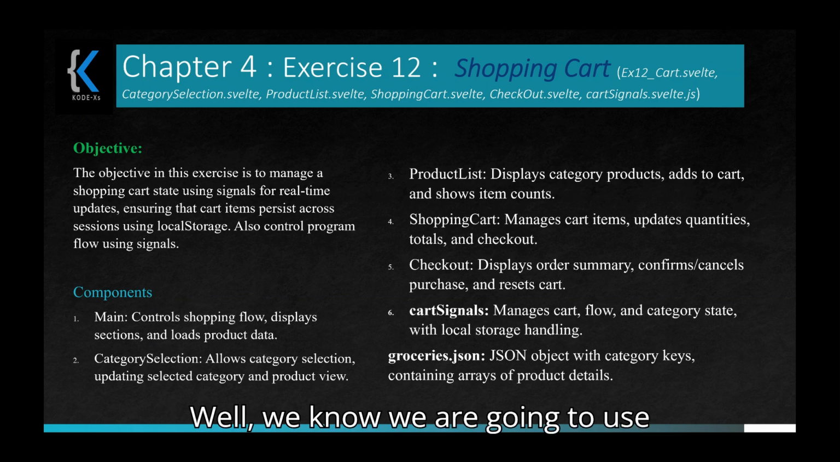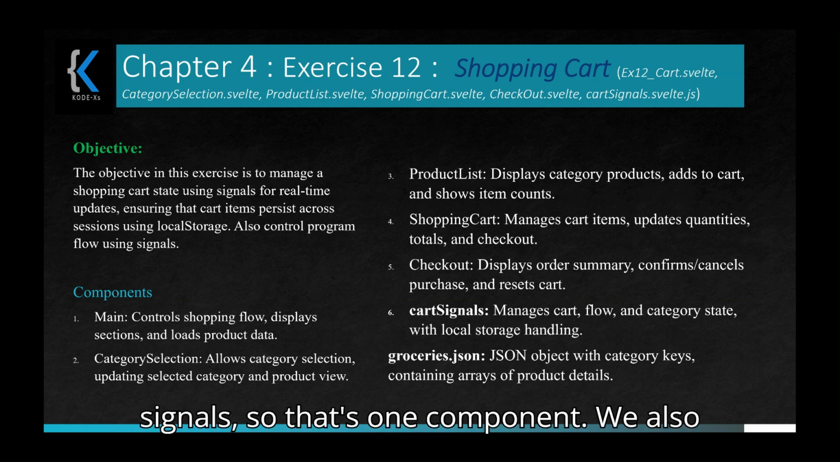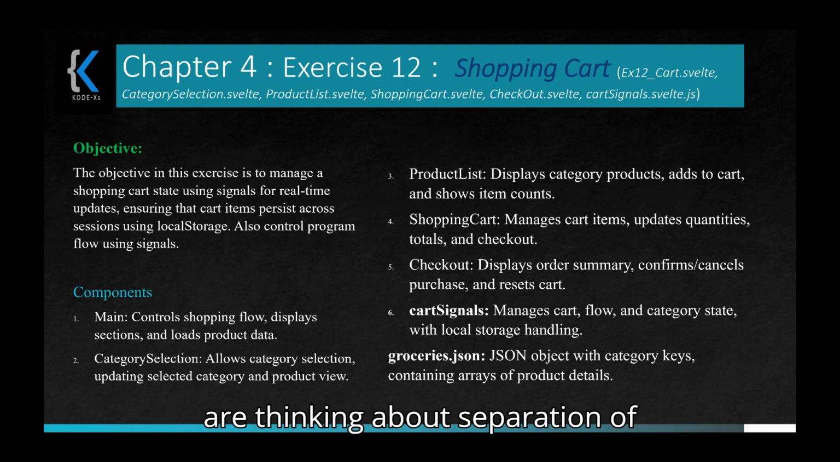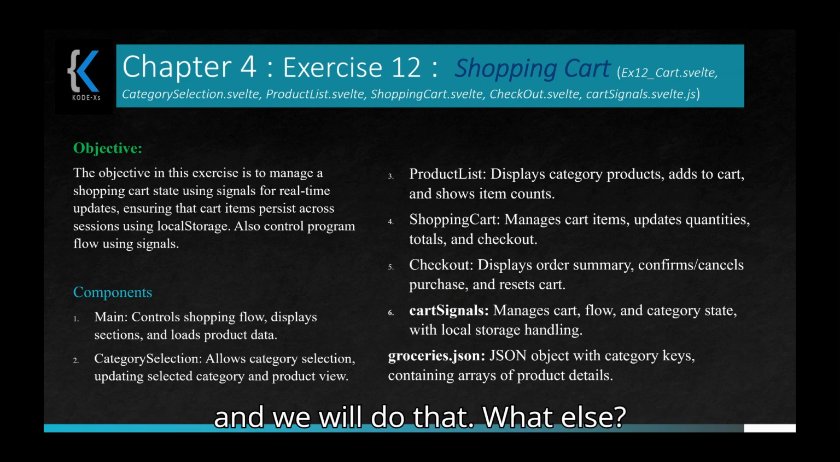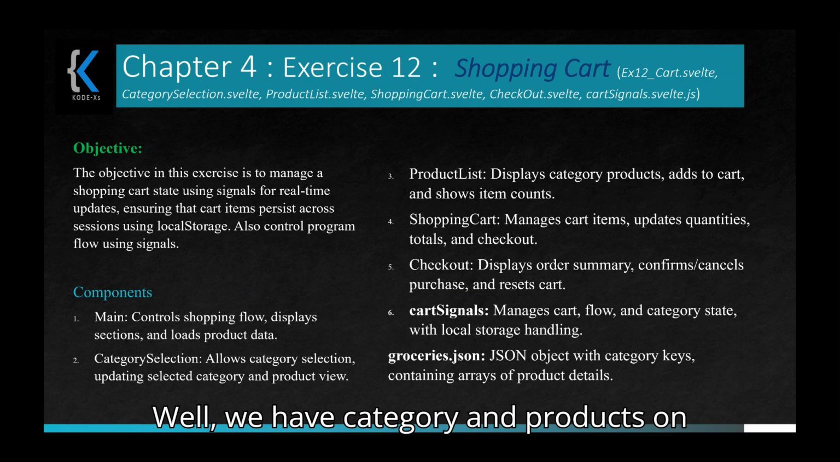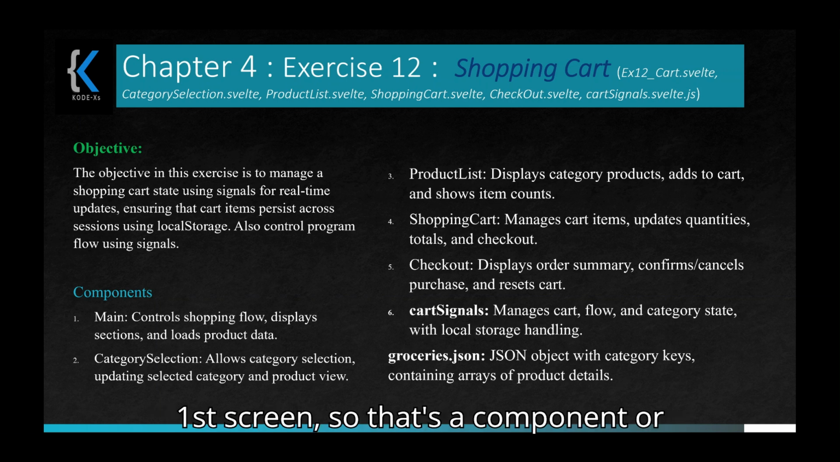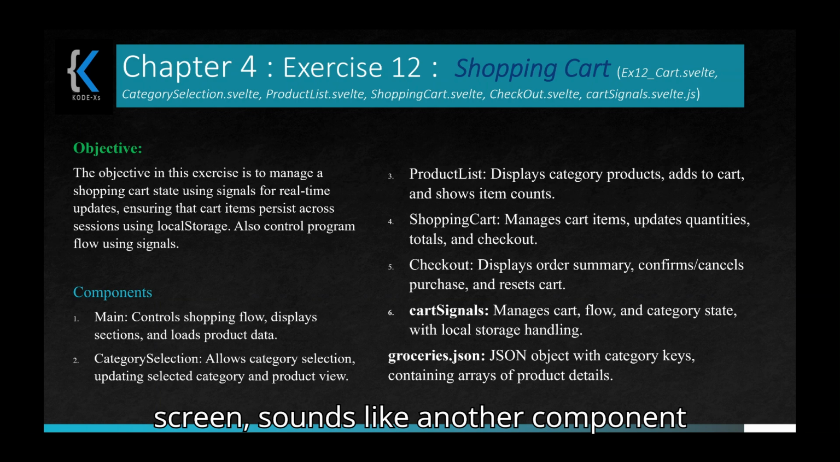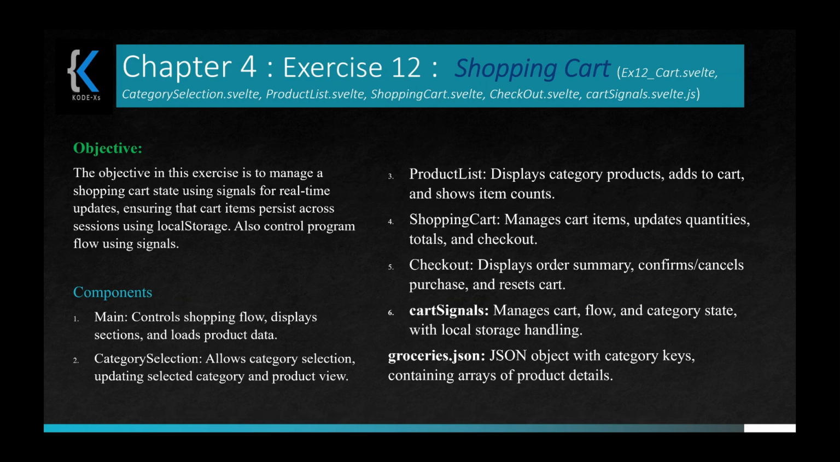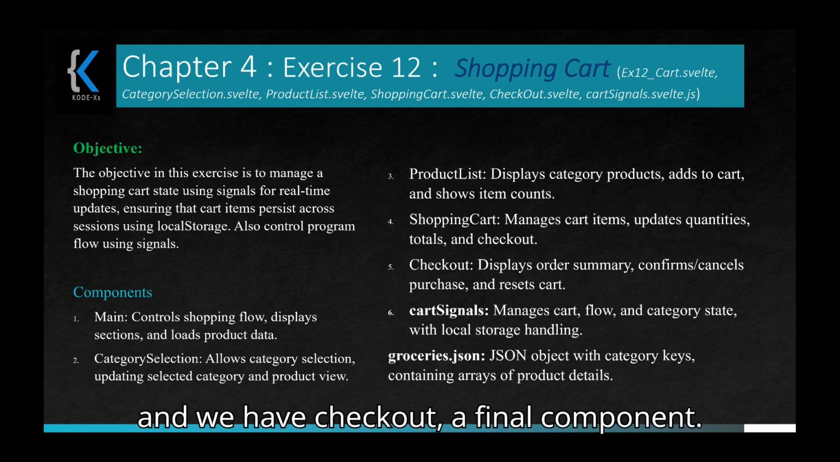Well, we know we are going to use signals, so that's one component. We also are thinking about separation of concerns, right? Typically, we would manage or organize in the main component, and we will do that. What else? Well, we have category and products on first screen, so that's a component or possibly two, one for products, one for category. Then we have the shopping cart screen, sounds like another component. And we have checkout, a final component.